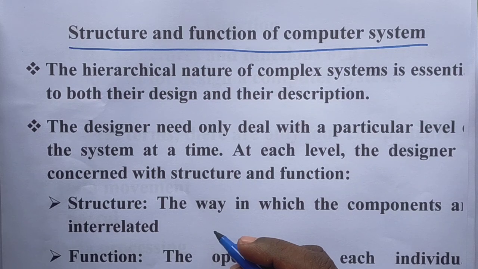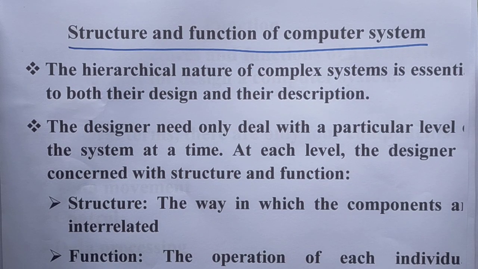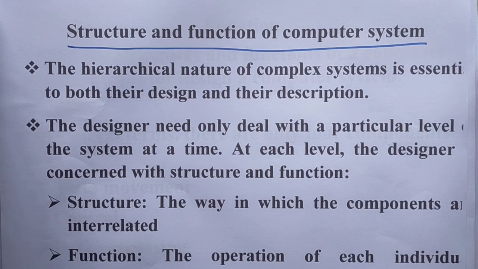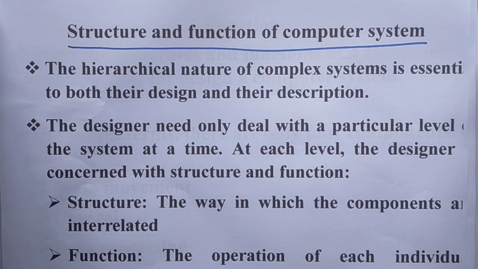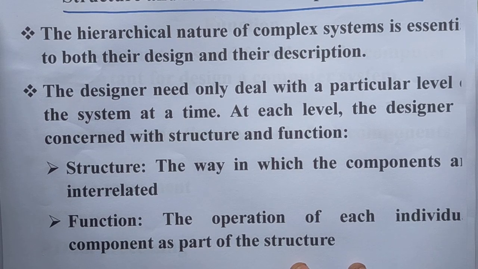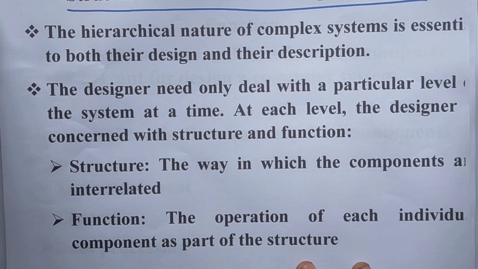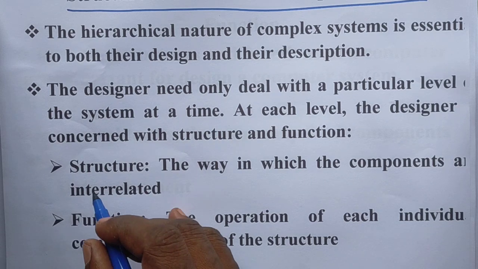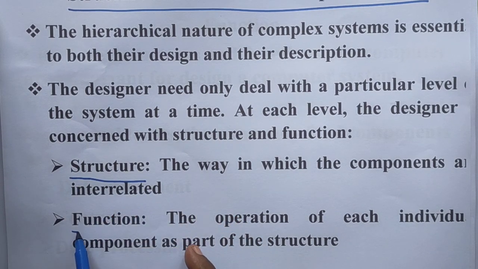So the hierarchical nature of a complex system is essential to both their design and their description normally. And most of the time a designer needs to deal with a particular level of a system at a time. At each level the designer is concerned with structure and function. When a hardware designer wants to design a computer system, they focus on structure and function, because these two parts are considered so that different components can communicate with each other and perform accordingly. So two parts, one is structure, another is function.